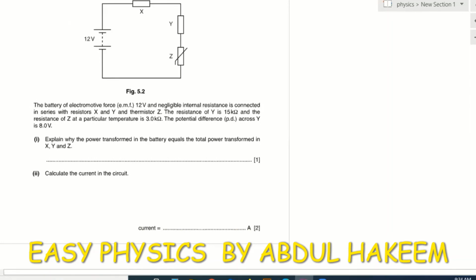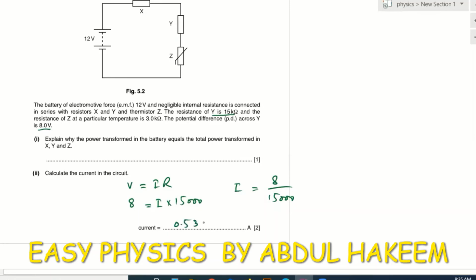And next, calculate the current in the circuit. This is a series combination, so the current remains the same. The resistance of Y and the voltage across Y are given, so we write V = IR. V is 8, I is required, and R is 15 kilo ohm, meaning 15,000. So I is equal to 8 divided by 15,000, and the answer is 0.53 × 10^-3 ampere, meaning 0.53 milliampere.